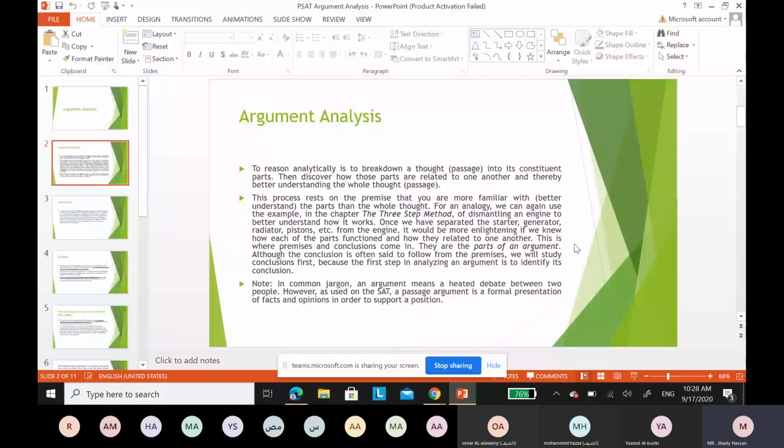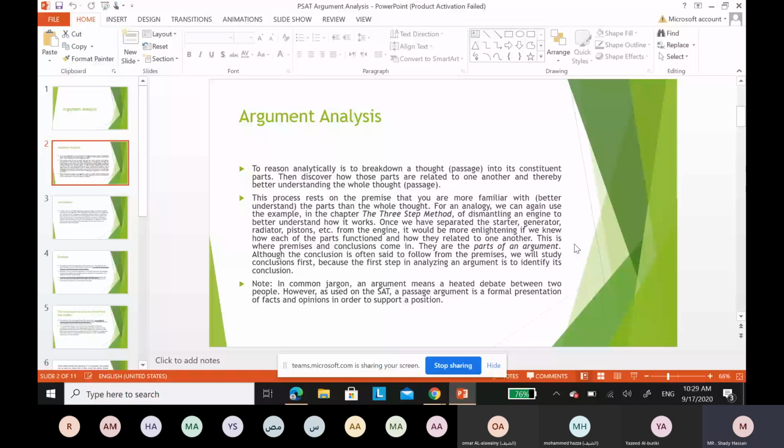So after we break down the small parts or the constituent parts of the passage, we discover how those parts are related to one another, and thereby reach better understanding. When we reach this point, we can understand well the whole passage. So in this case, we can answer all the questions correctly. This is our target for today.